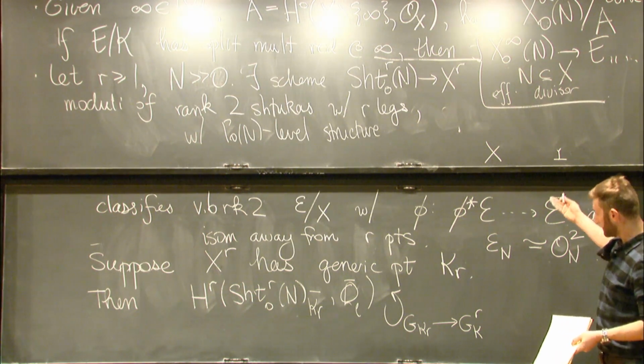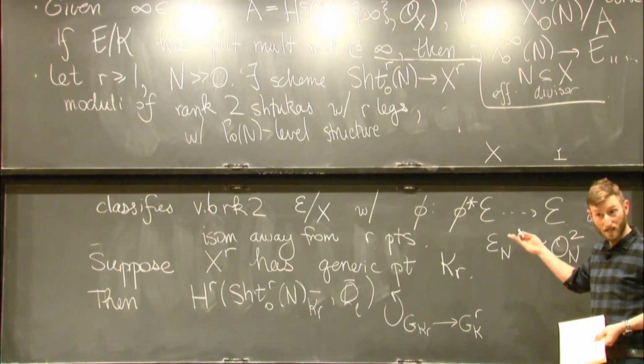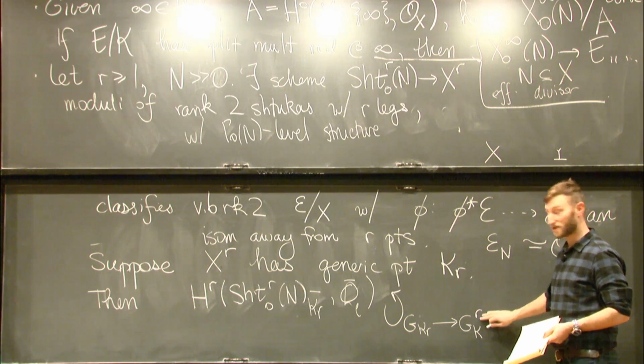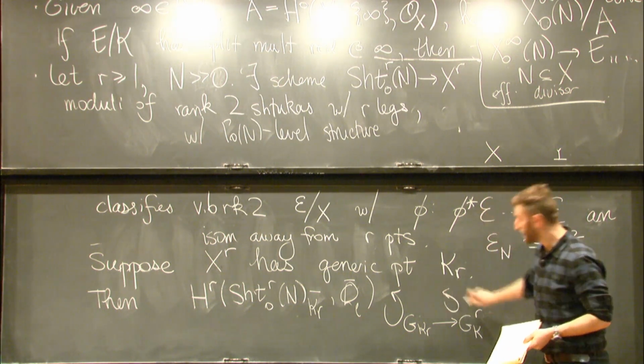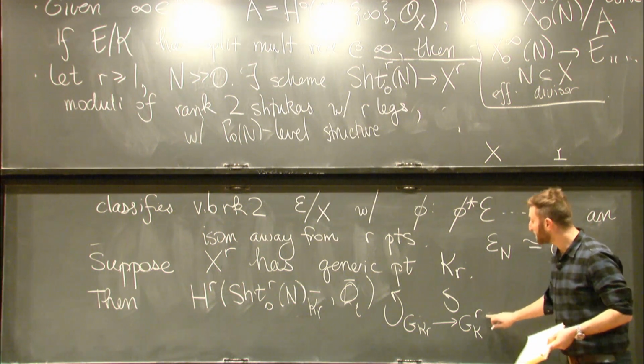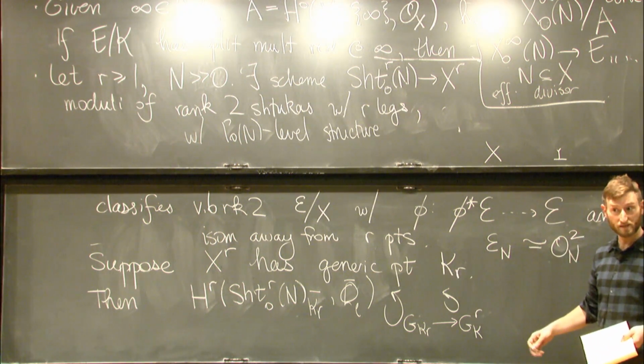But the miracle, which is known as Drinfeld's lemma, is that the action here actually factors through an action here. So it's really this group that is acting. So we have an action of R copies of the Galois group of K on this cohomology.